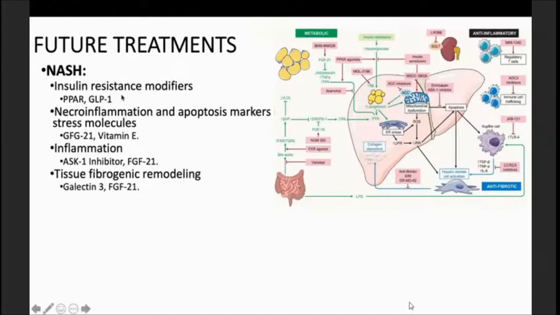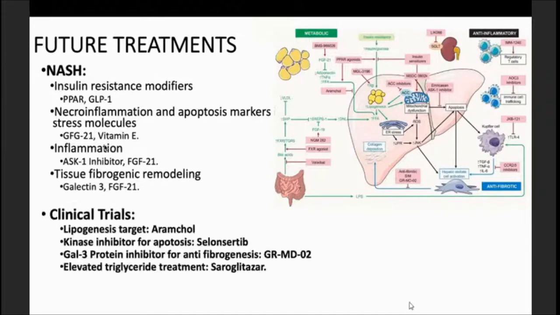Begin with insulin-resistance modifiers, PPAR and GLP-1, the necroinflammation and apoptosis markers for stress, including FGF21 and vitamin E. As I mentioned, it has a huge role in antioxidation. Inflammation markers, ASK1 inhibitor and FGF21 again, and tissue fibrogenic remodeling, GAL3, known for tissue remodeling for fibrogenesis, macrophages, and stellate cells to begin with.